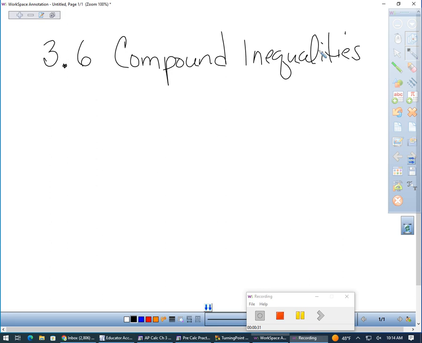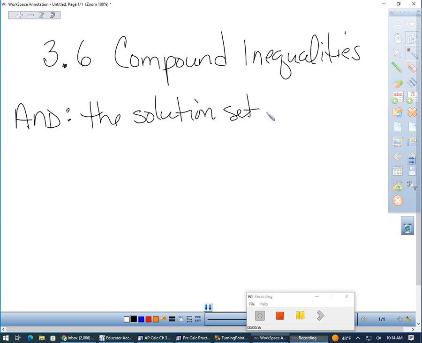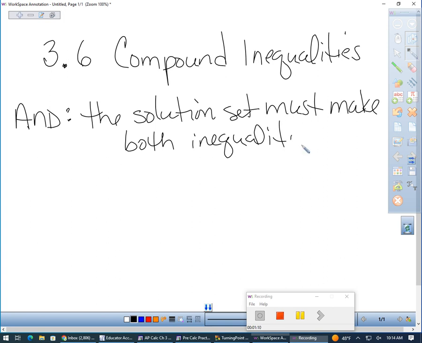Compound inequalities are two inequalities put together by and or. We have two different kinds we're going to talk about today. The first type is an and inequality. An and inequality means that the solution set must make both inequalities true.